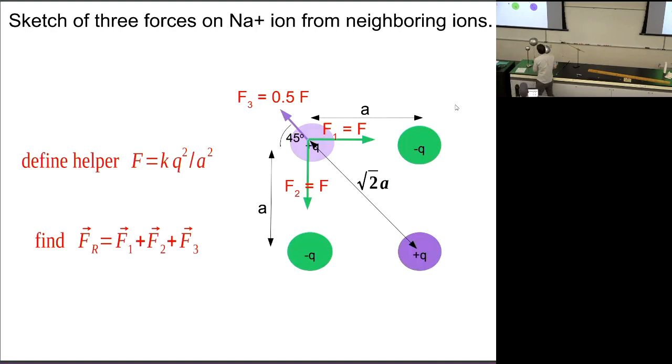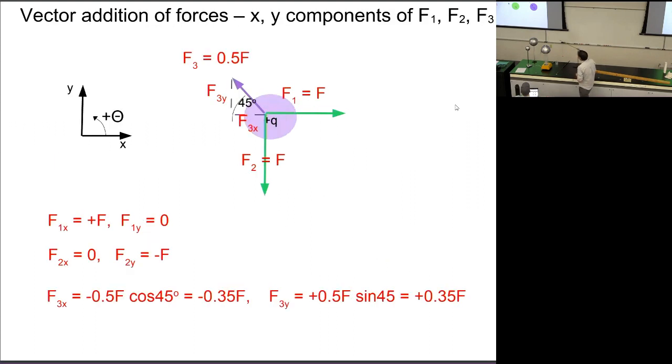Using that symbol, the strength of the force due to the charge on the right is just F. The strength of the force due to the charge below is just F. The strength of the force due to the opposite charge is half F. It's square root of 2 as far away, but it's an inverse square law, so it's actually 2 times weaker. And so F is very handy to use here. I can write all the forces' strengths in terms of F in a very simple way, just remembering it's shorthand for KQ squared over A squared.